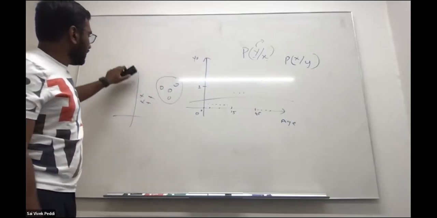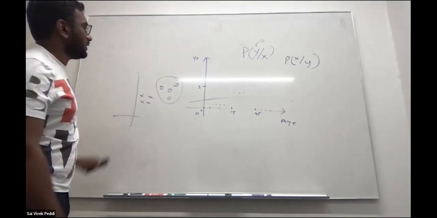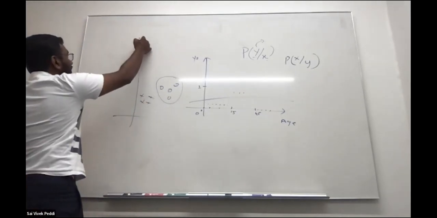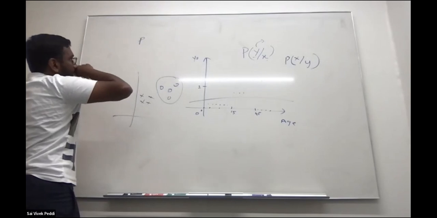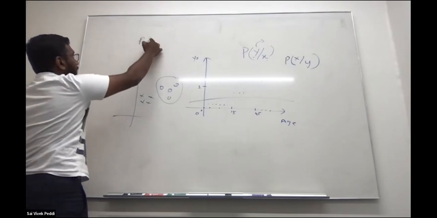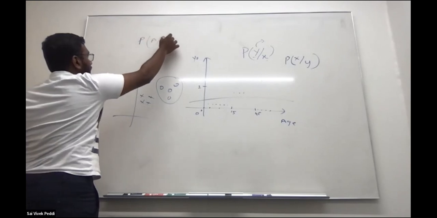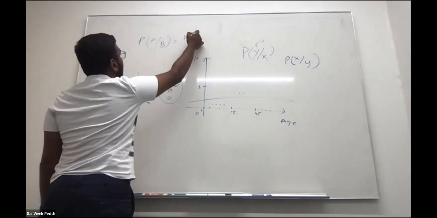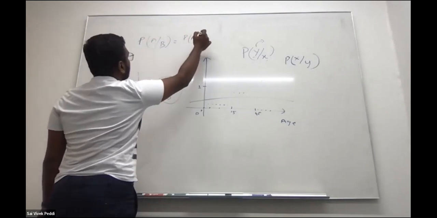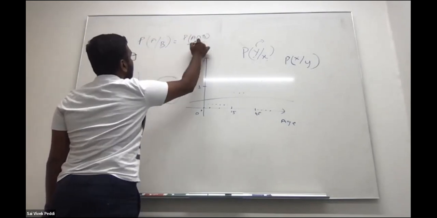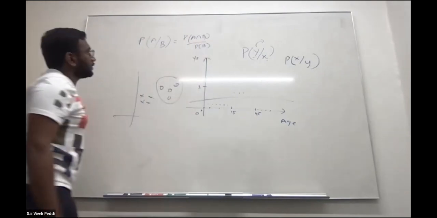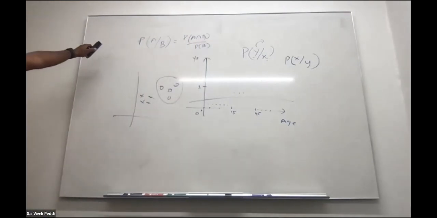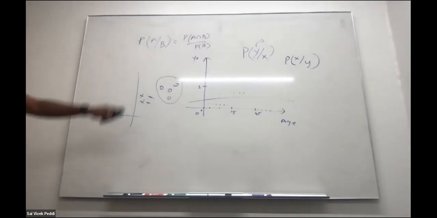So there is one very beautiful algorithm that is given. If you remember your Bayes theorem, P of A given B is equal to P of A intersection B by P of B, right? So this is your Bayes theorem, and this is how it works.